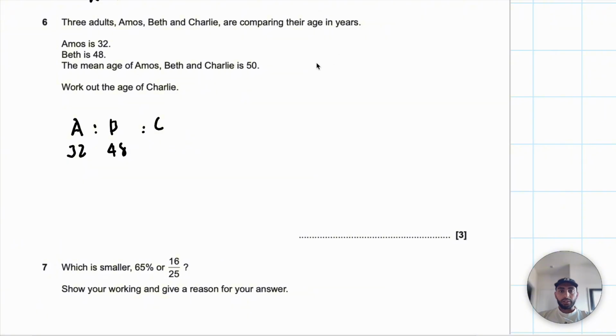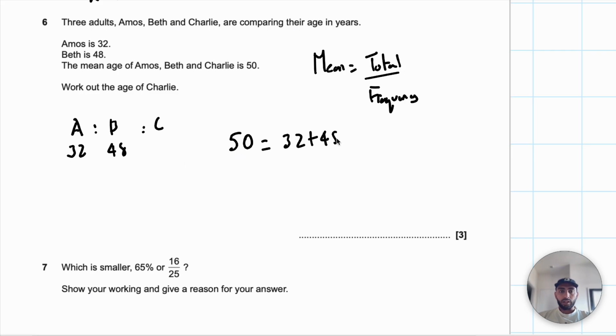How do we work out mean? Mean is just the total divided by the frequency. Frequency just means how many numbers are there. So right now, we know the mean is 50. That's equal to 32 add 48 add whatever Charlie is. We don't know what Charlie is, so we can call him X. That's divided by the frequency. The frequency here is 3 because there's 3 people.